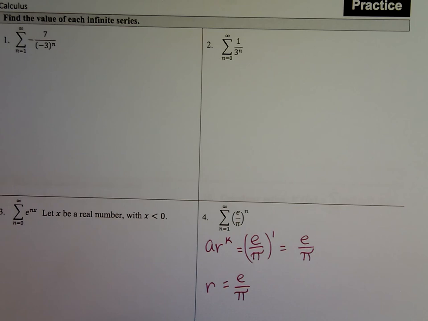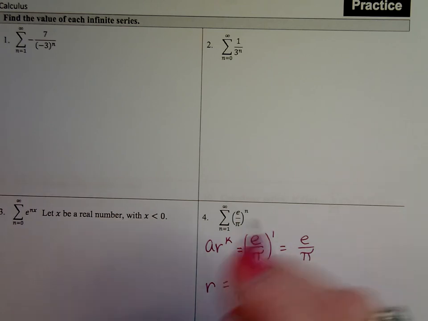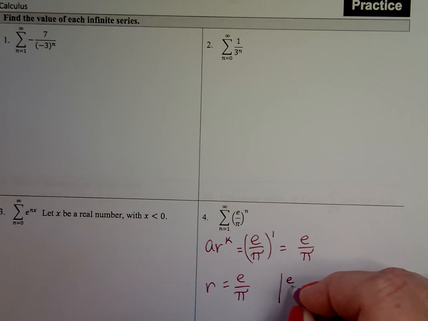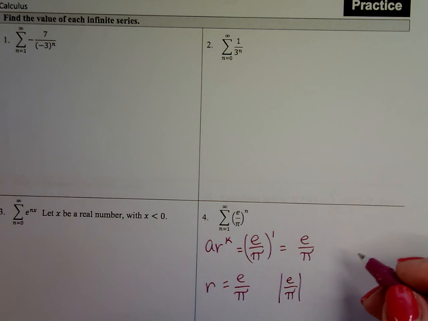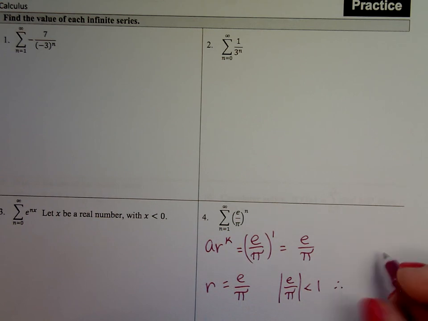Now, e over pi, let me think about this, about converging or diverging. Although they're not asking for it here, they're going to, so might as well practice it. Is e over pi, the absolute value of that, greater than 1 or less than 1? e is 2.718, yada yada. Pi is 3.14, yada yada. So small over big, that makes this be less than 1. And so therefore I know that it converges.